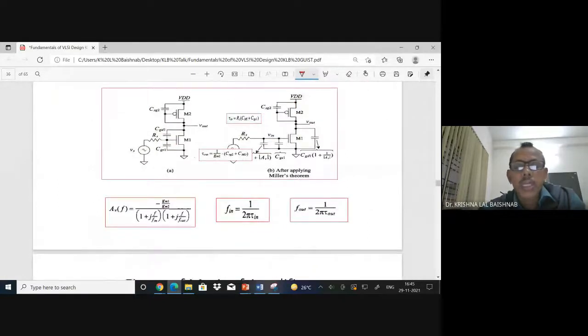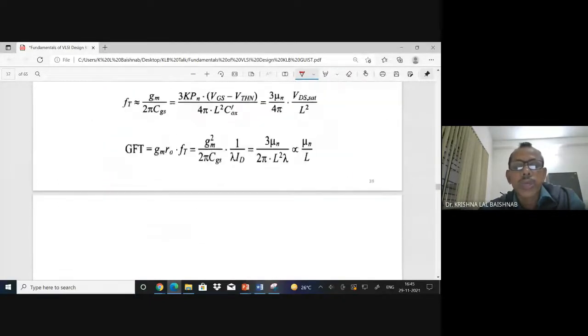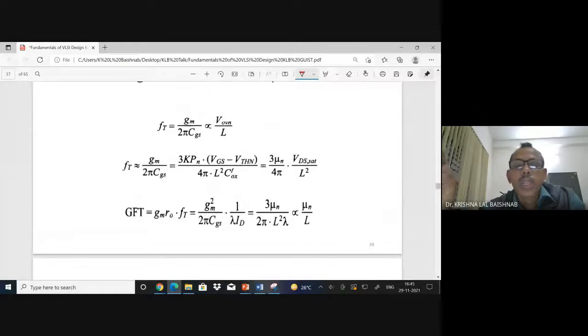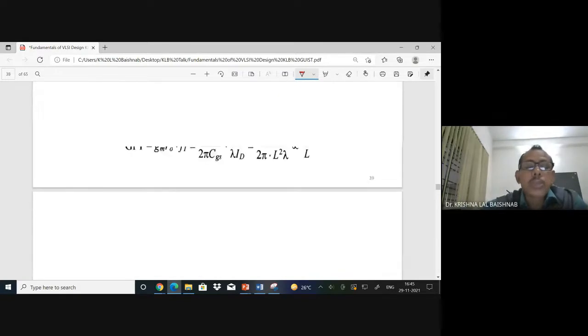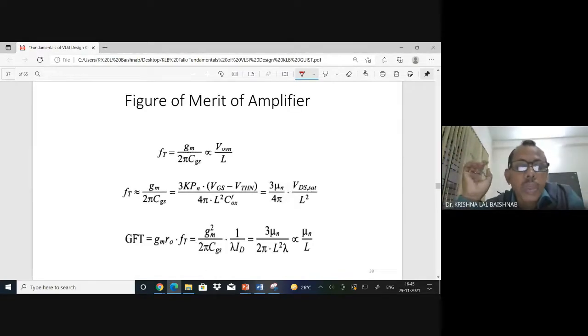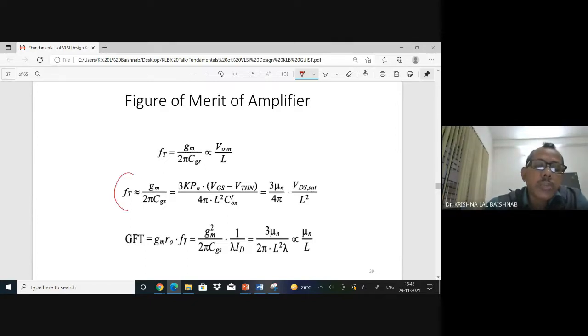I'm not discussing all of those because the figure of merit is already very important. Time is knocking at my door, I have so many things to cover. Let me check quickly. Figure of merit, as I said, is very important. FT is very important.